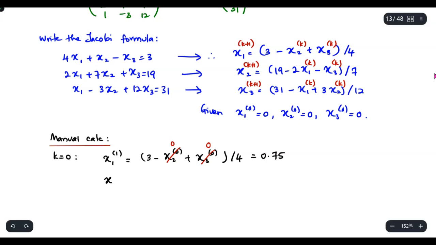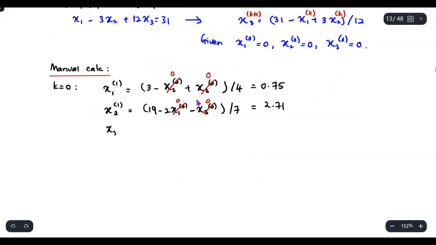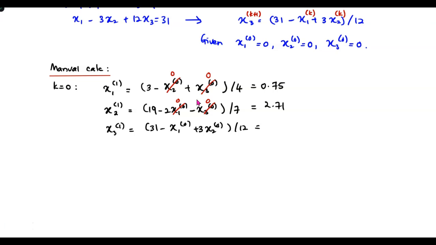At this stage, k equal to 0, you also need to get x2. At the left side, you have x2, 1, which is equal to 19 minus 2x1, 0 minus x3, 0 over 7. We put x1, 0 as 0 and x3, 0 as 0, so we have 19 over 7, equivalent to 2.71 in 2 decimal points. And lastly for x3, x3, 1 equals 31 minus x1, 0 plus 3x2, 0 over 12. We put x1 is 0, x2 is 0, so we have 31 over 12, which is 2.58.